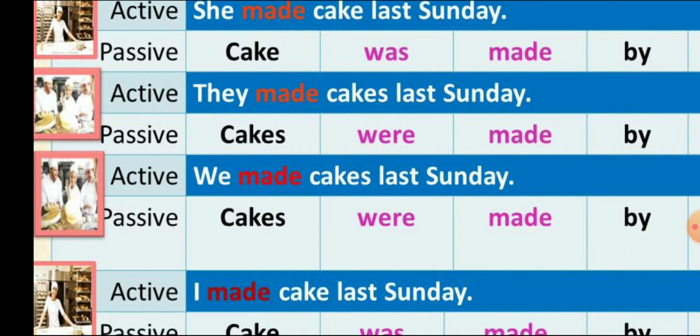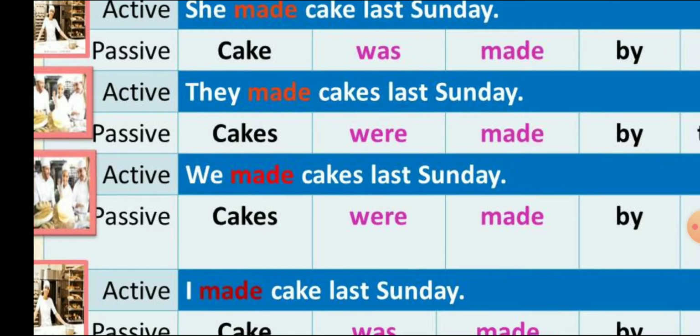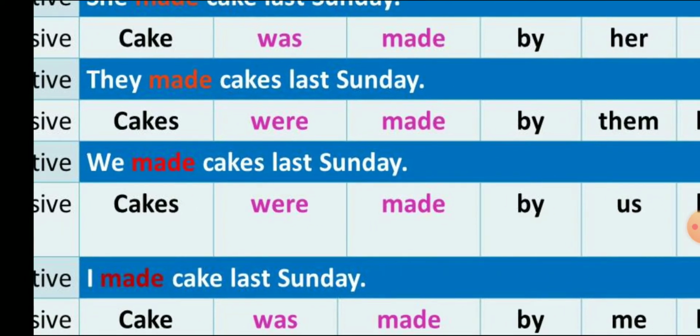Next, we made cakes last Sunday. We subject and cakes object. Made is V2 form of verb. So it is in simple past tense. Cakes were made by us last Sunday. We, the objective case of we is us. So here the object becomes us. So cakes were made by us last Sunday.